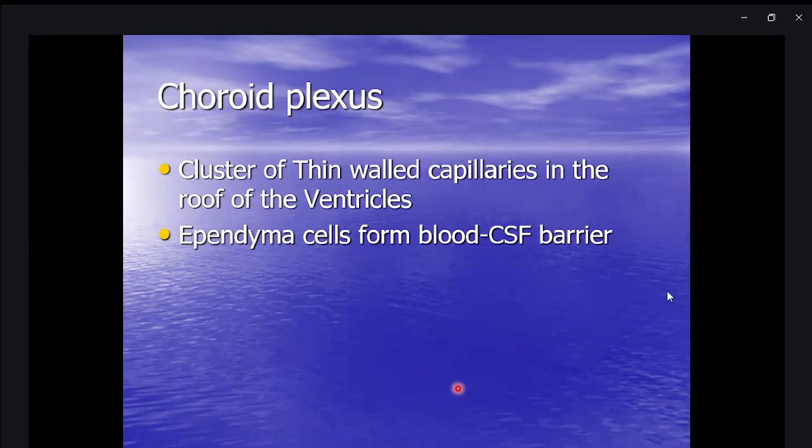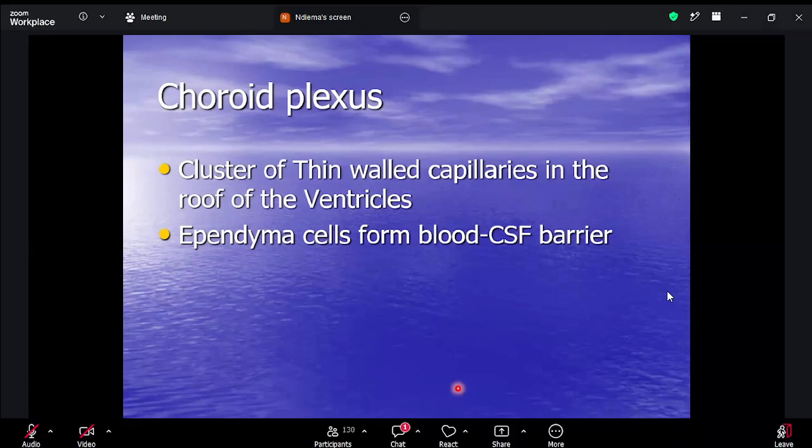Cerebrospinal fluid is formed in the ventricles, the lateral ventricle, the third ventricle, the fourth ventricle, and then from these ventricles it passes outside through the foramen of Magendie and Luschka into the subarachnoid space. But it's also continuous in the central canal of the spinal cord. So that's what we have for the meninges.